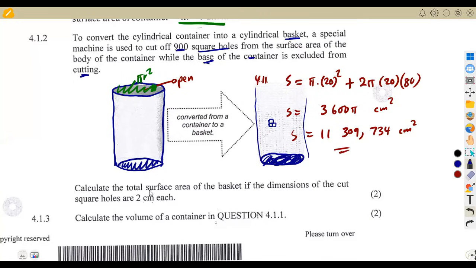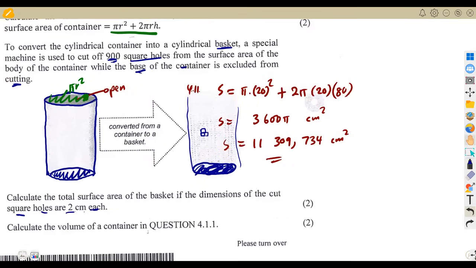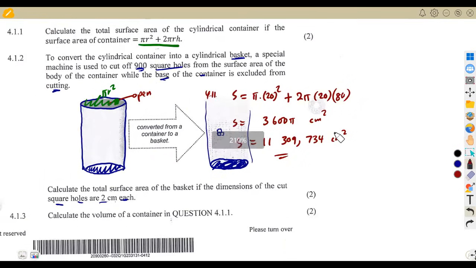So the question is to calculate the total surface area of the basket if the dimensions of the cut square holes are 2 centimeters each. Remember, surface area, we're talking about the whole part that is being covered. That is why where there was an open circle here, we had to subtract pi r squared because it was open. So if we have got 900 square holes, it means out of this total surface area we are going to subtract those square holes, because they have an area which was removed, because these are holes that we are talking about. So we remove their area. All right, so that is the idea of the question.